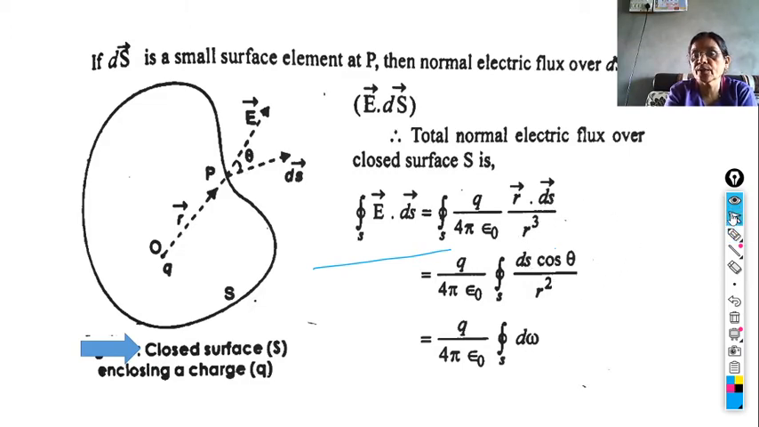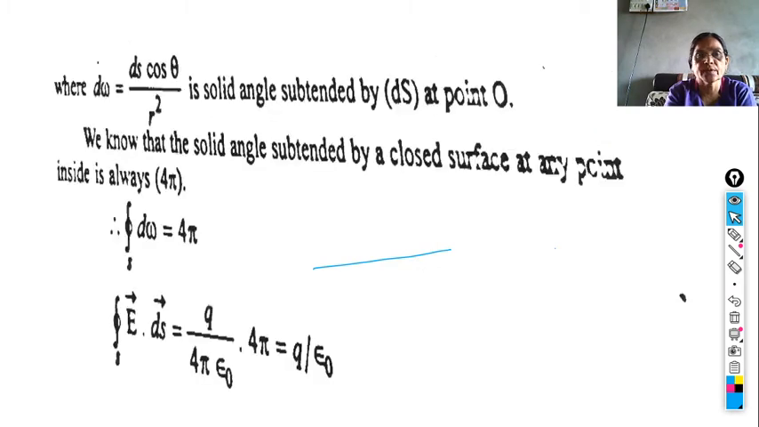Now what is this d omega we consider here? For d omega we have to go further. This d omega equal to ds cos theta upon R square, which was the integrand of the above equation in the previous slide. It is the solid angle subtended by small surface element ds at the point O where the charge Q is situated.